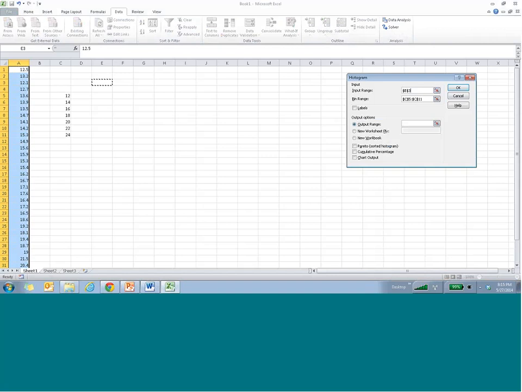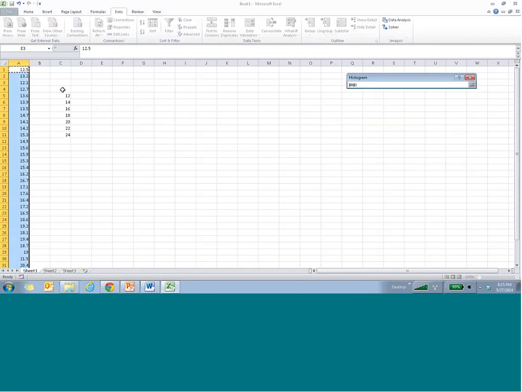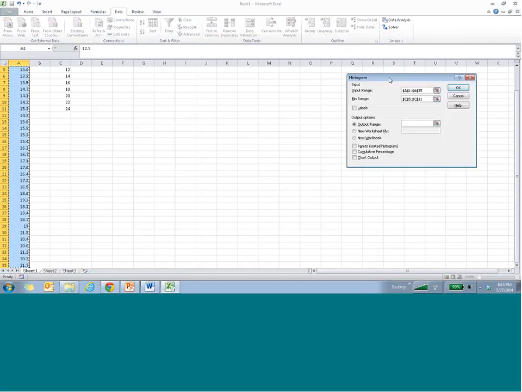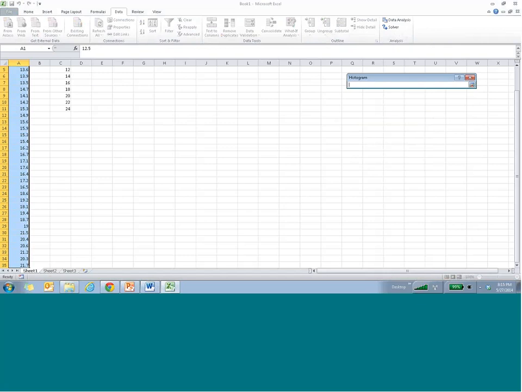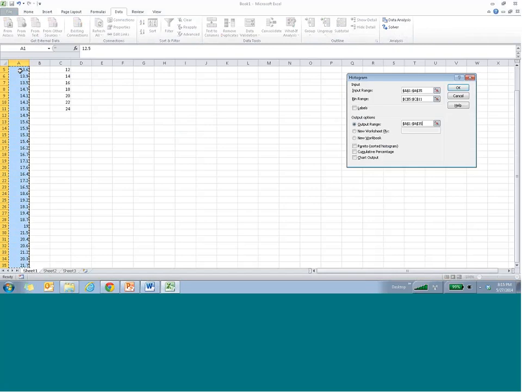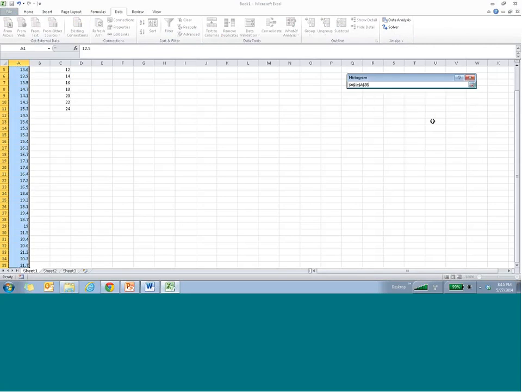Okay. Grab my input range again. A1, shift, down arrow. Here, my output. That's your histogram again. Ah, how does that one still do? Oh, I see this. So, yeah, it's just called.